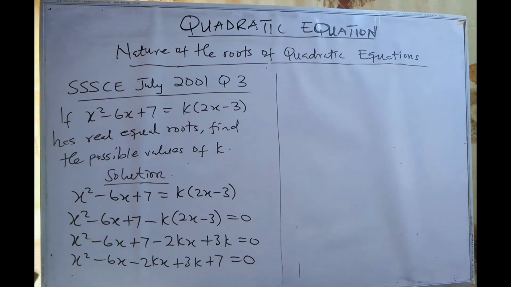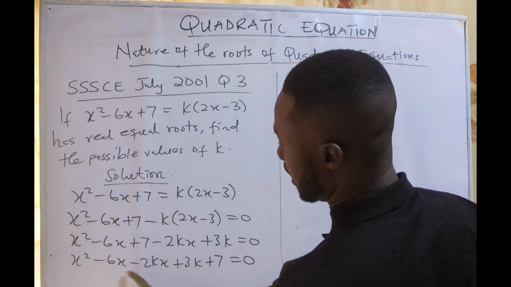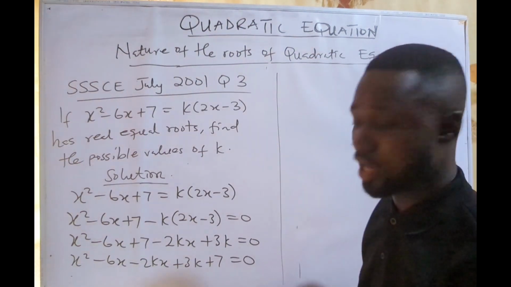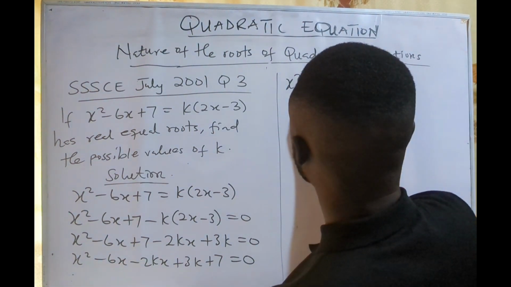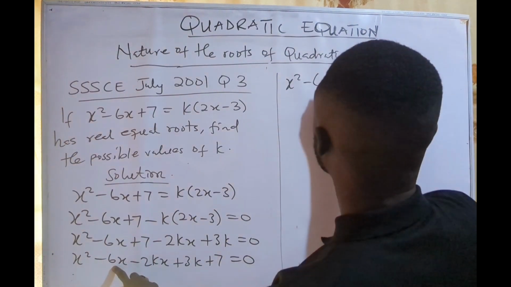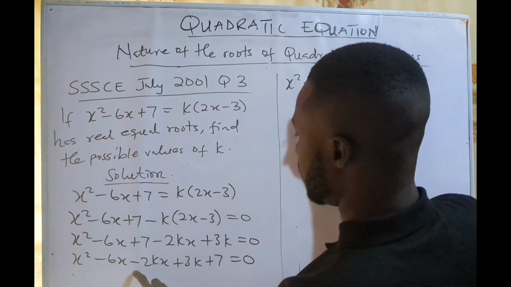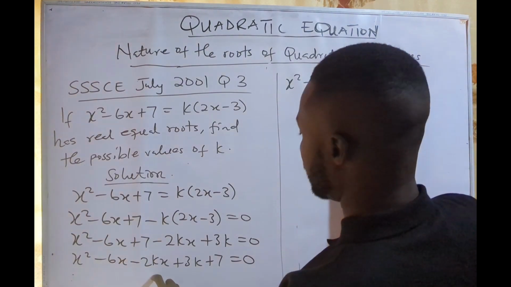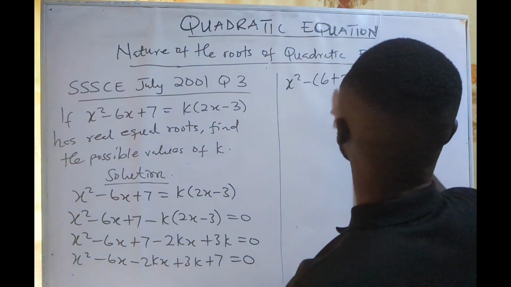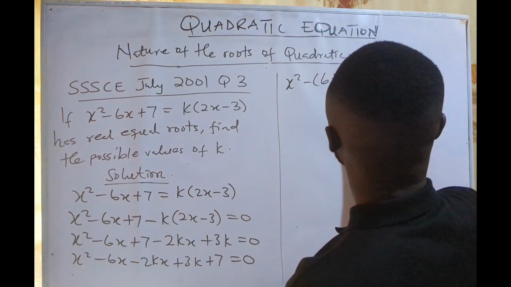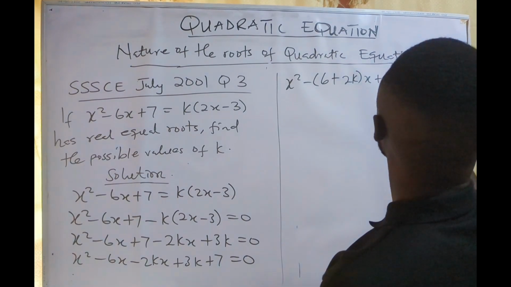Okay, so now let's try and group. Let's factor the x outside so that we can know our coefficient of the x. So we have x squared, and when you factor the x outside, you have minus 6, and because the other term is also minus, here should be plus 2k, so that we bring our x, plus 3k plus 7 equal to 0.